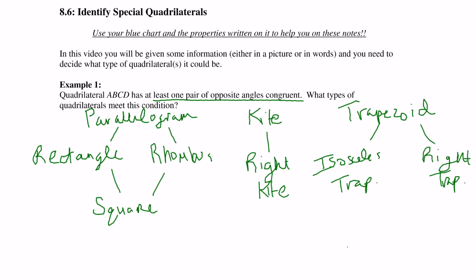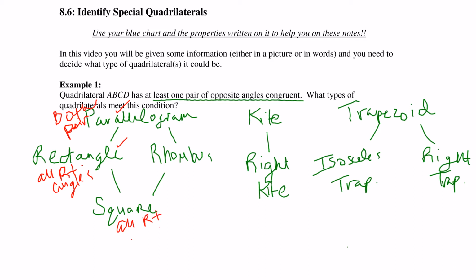Remember, at any time if you need to push pause and write down this family tree, go ahead and do that. So a parallelogram has to have both pairs of opposite angles congruent. Because we already have both pairs, a parallelogram does fit this condition. For a rectangle, all four angles are right angles, so it would definitely fit as well because the opposite angles are going to be congruent. And the square would be the same thing.